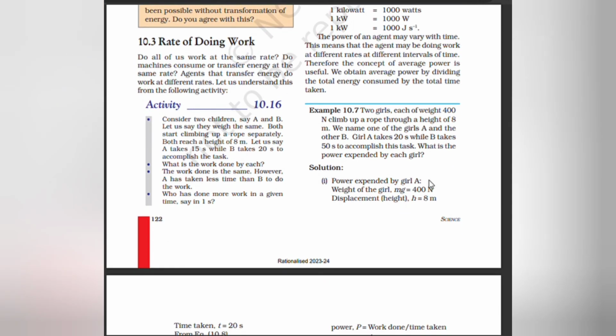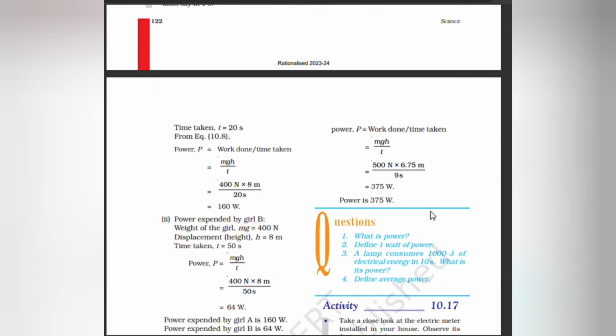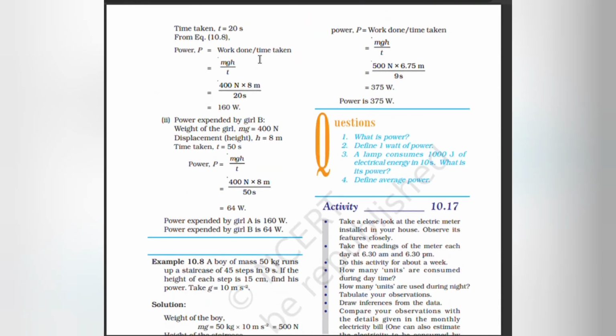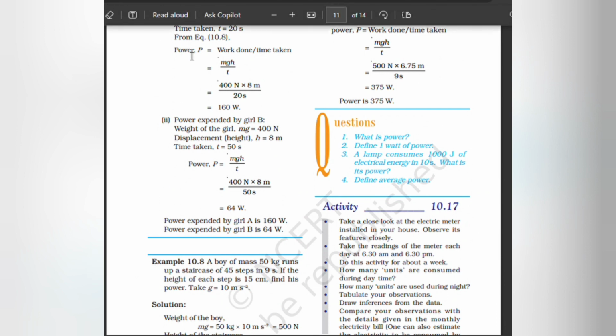Power expended by girl A: weight of the girl mg equals 400 Newton, displacement h equals 8 meter, time taken equals 20 seconds. Power P equals work done by time taken, mgh by t, 400 Newton into 8 meter by 20 seconds, equals 160 W.